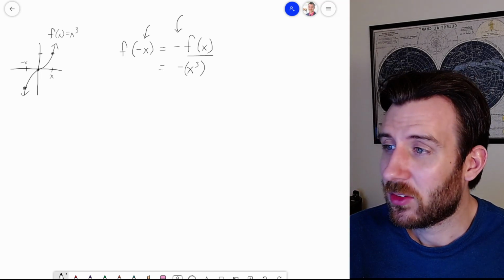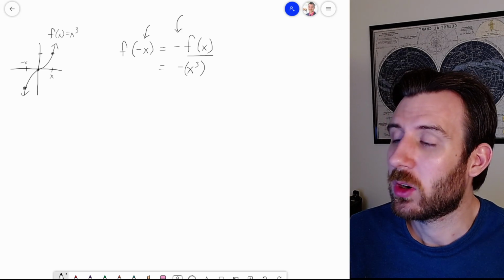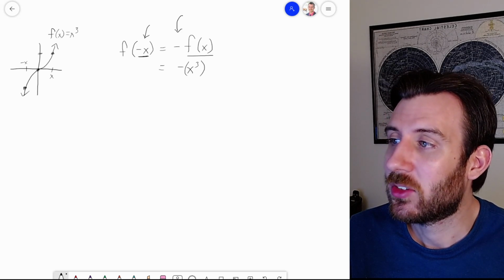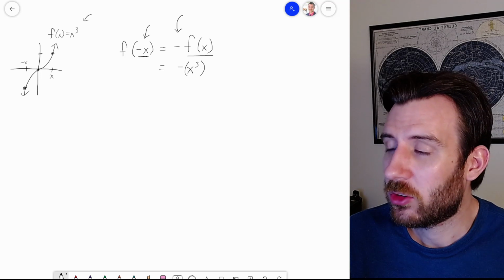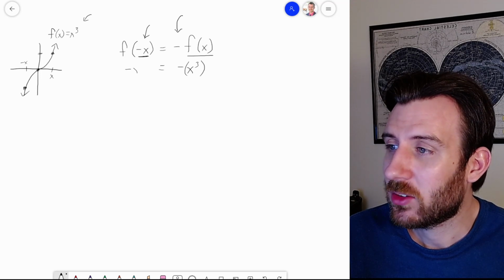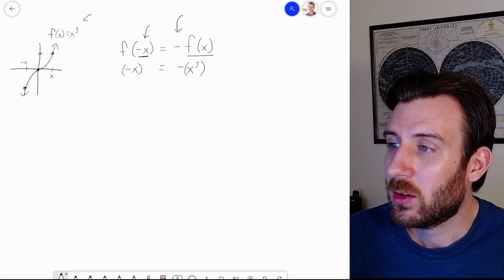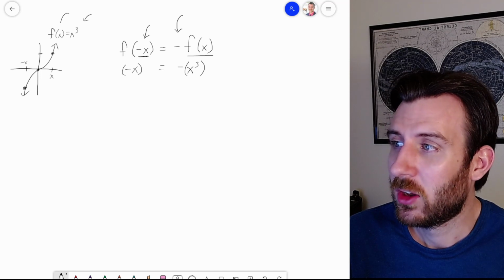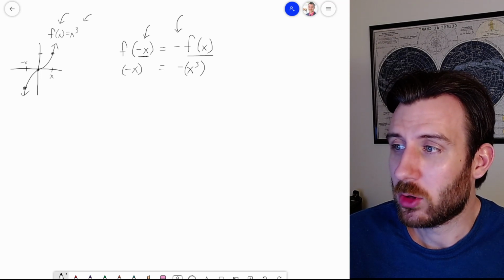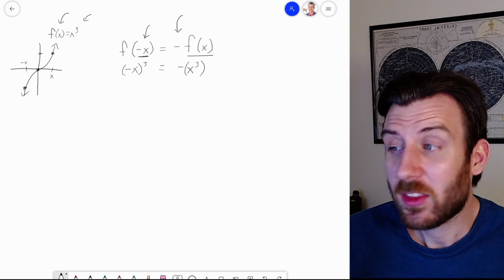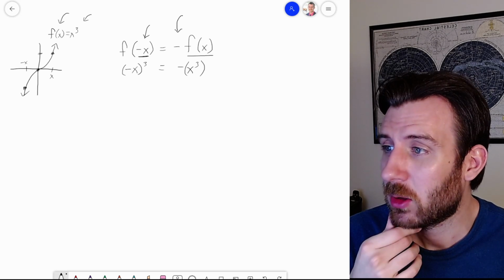On the left-hand side, what we're now doing is plugging in negative x into f of x. So let's try that out. We're going to do negative x all plugged in to the function f of x, which says make sure you cube whatever you plug in here. So we're going to cube it. And the question is, are these two the exact same?